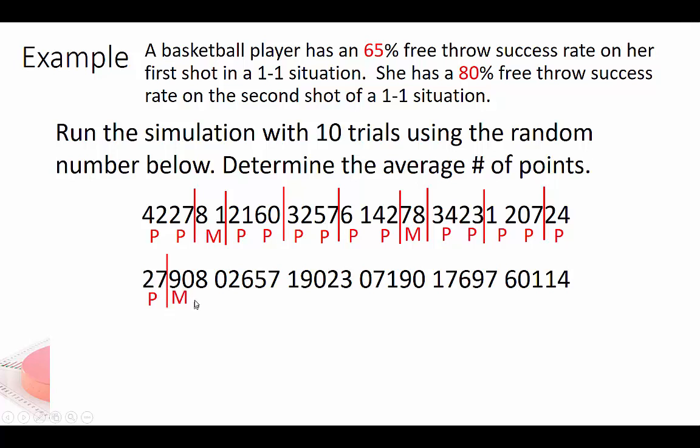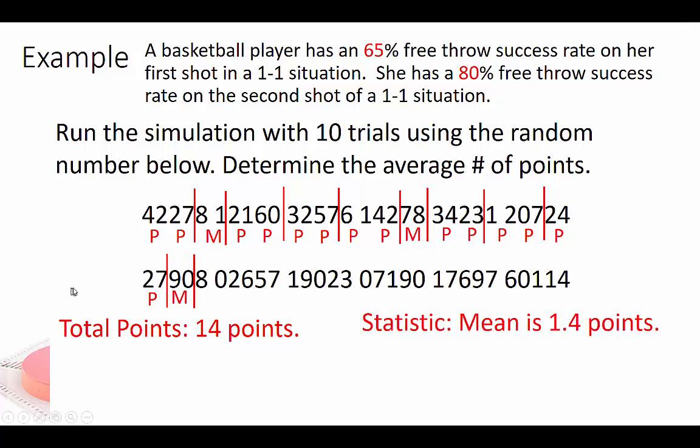Done, a miss. And so let's see, that's 10 trials. 1, 2, 3, 4, 5, 6, 7, 8, 9, 10. And she got a total of 14 points. So the statistic is 1.4 points.